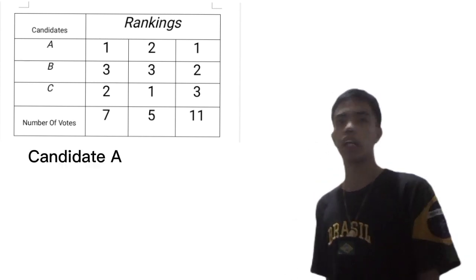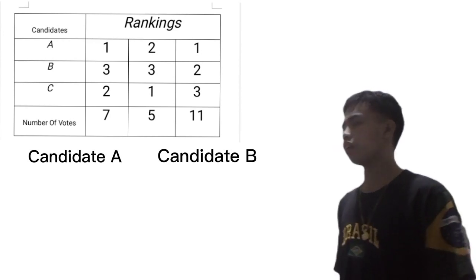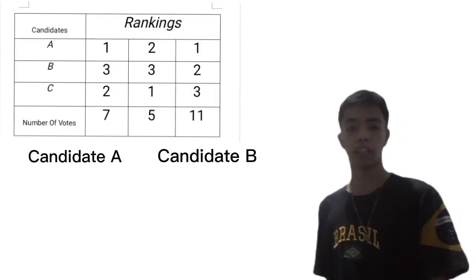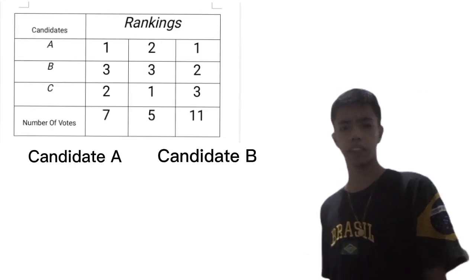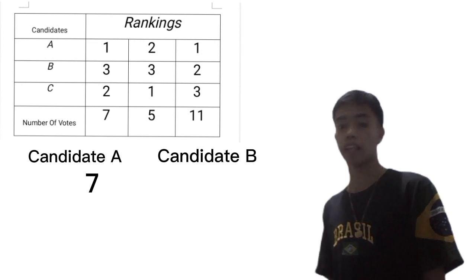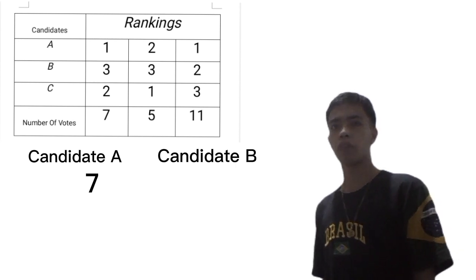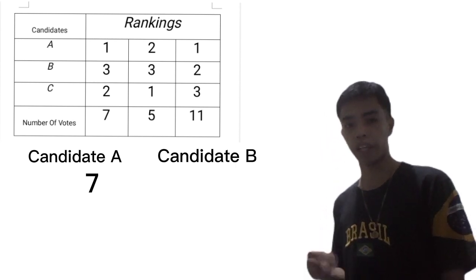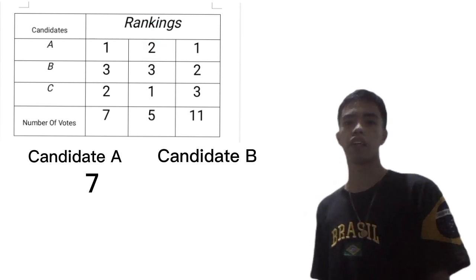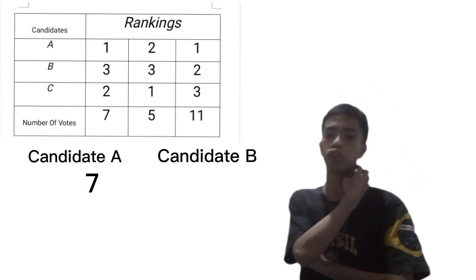For the 7 voters, candidate A got first while candidate B got third. So candidate A gets the 7 votes because A has a higher ranking than B. For the 5 voters, candidate A got second while candidate B got third. So the 5 votes go to candidate A.